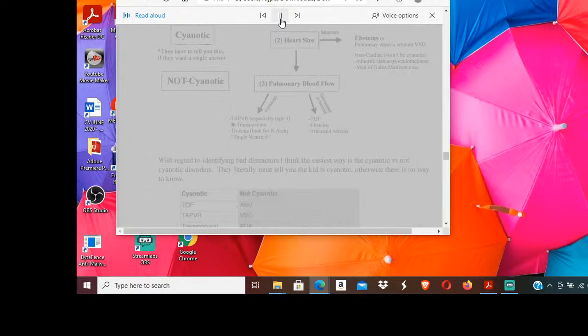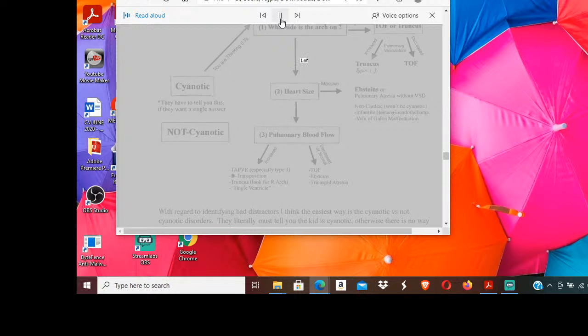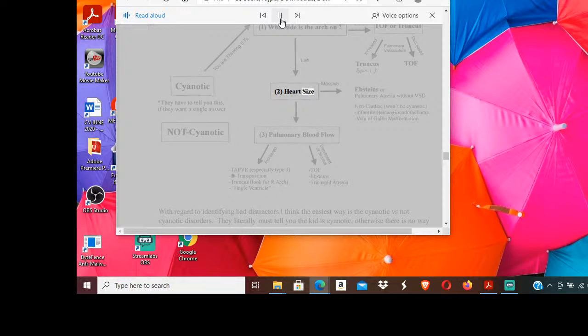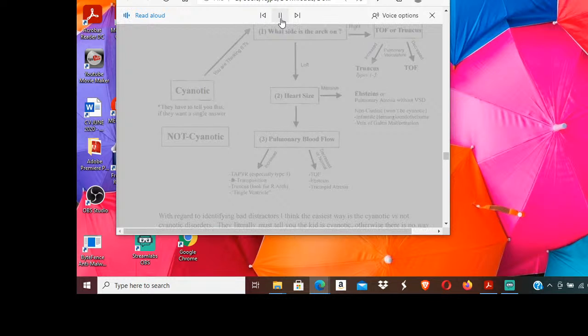Cyanotic? Asterisk: they have to tell you this if they want a single answer. Not cyanotic. 1. What side is the arch on? Left. 2. Heart size. 3. Pulmonary blood flow. TAPVR, especially type 3, TOF, transposition, Ebstein's. Right: TOF or truncus. Truncus, TOF types 1 to 3. Ebstein's or pulmonary atresia without VSD. Non-cardiac, won't be cyanotic: infantile hemangioendothelioma, vein of Galen malformation. Truncus, look for arch, tricuspid atresia, single ventricle.